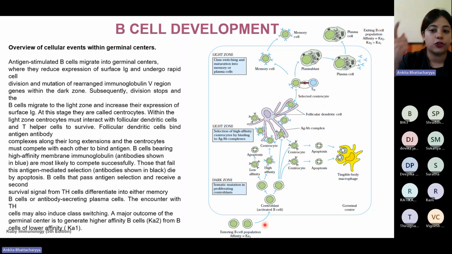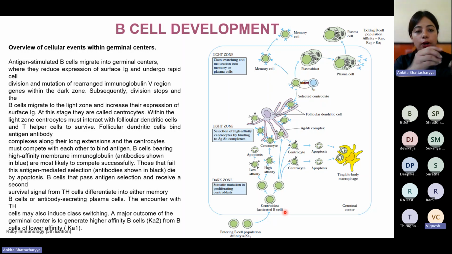Upon encountering a pathogen, they have come back. And within the dark zone, first there is a somatic mutation, very rapid mutation, which is occurring within the centroblasts or the activated B cells, which is generating a huge repertoire of B cells that all have different affinities to the same antigen. If it is confusing, please let me know. I'll try to simplify it a little bit more.